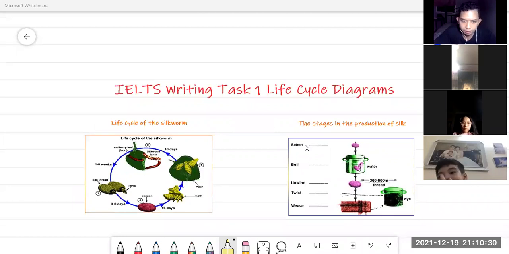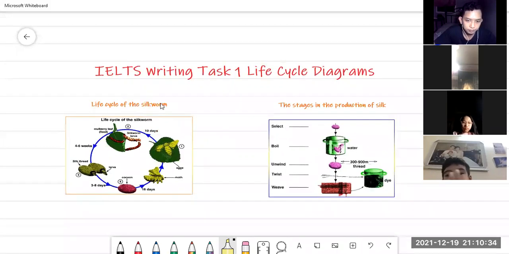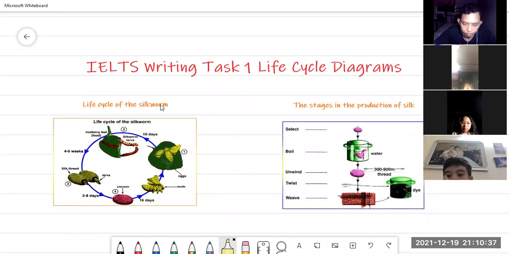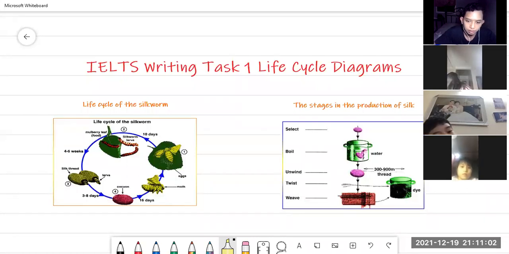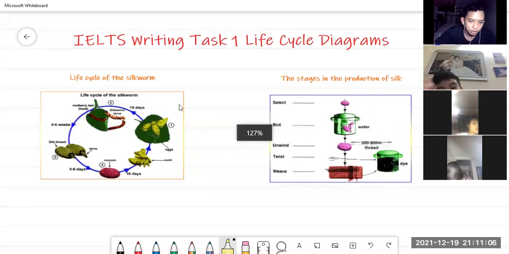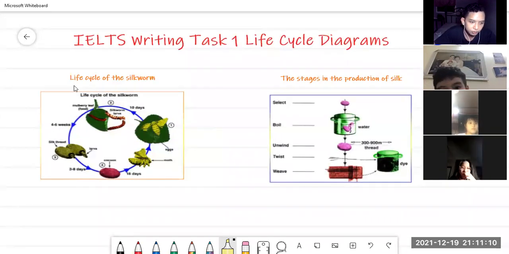Our lesson tonight, I'm going to share it to you. Okay, can you see the slide? Yes. Thúy, can you see the slide? Yes. Okay, very good. So our lesson today is about IELTS Writing Task 1: life cycle diagrams. There are 2 diagrams in here, as you can see. The first one is the life cycle of the silkworm, and the second one is the stages in the production of silk.